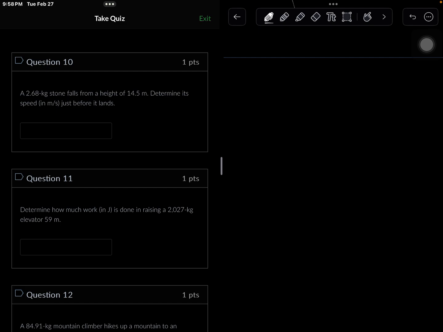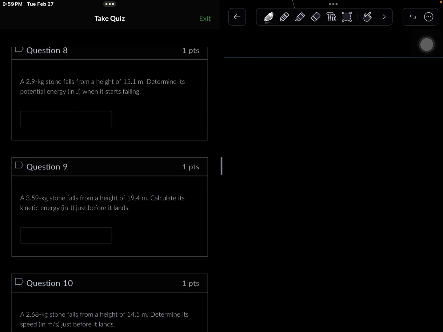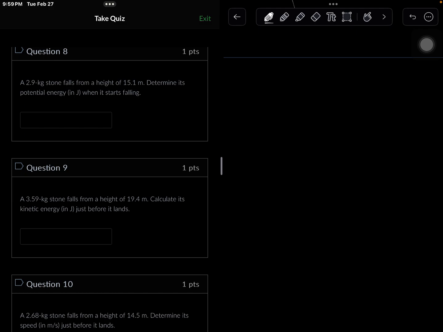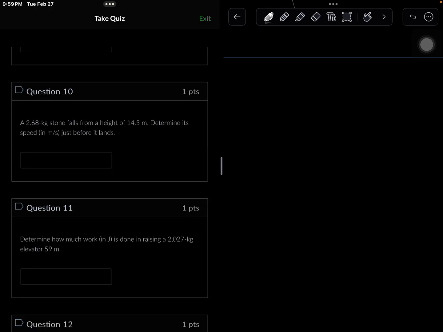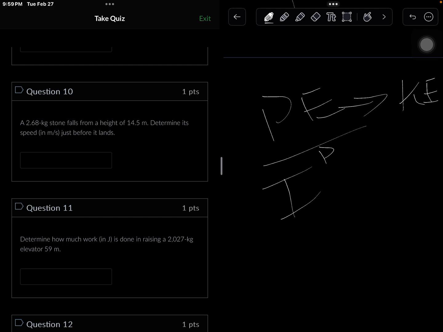Question number 10. A stone falls again. Oh, okay, this time it's velocity. That makes so much more sense. Okay, so all I want to state is that potential energy turns into kinetic energy. It's pretty straightforward. Potential energy at the very top is equal to the kinetic energy at the very bottom.